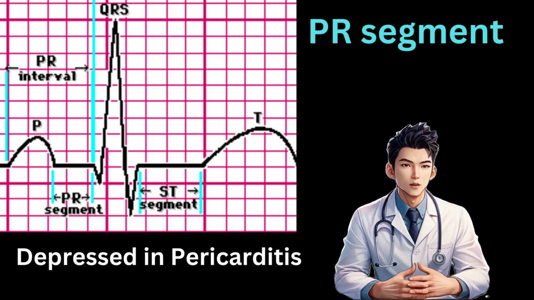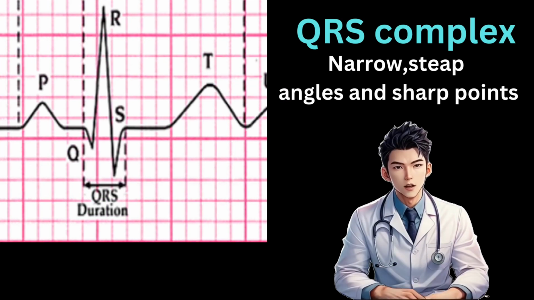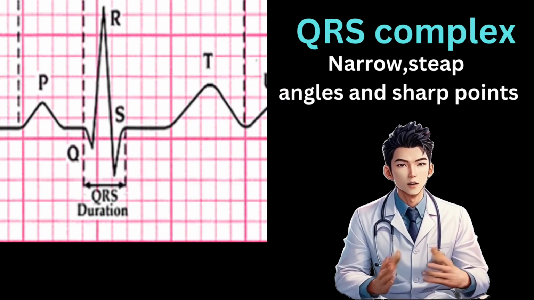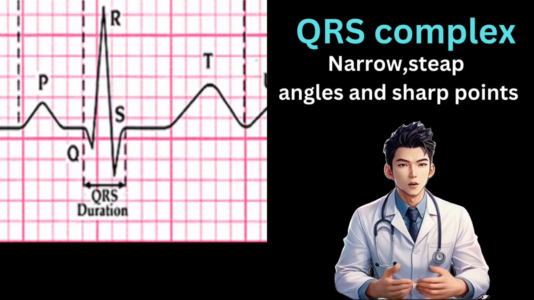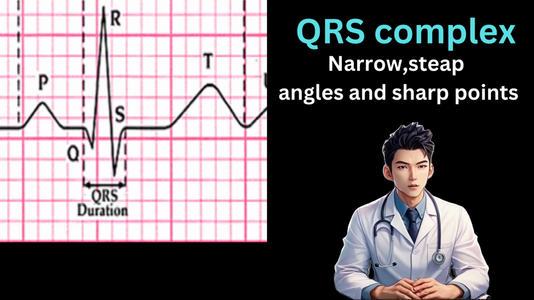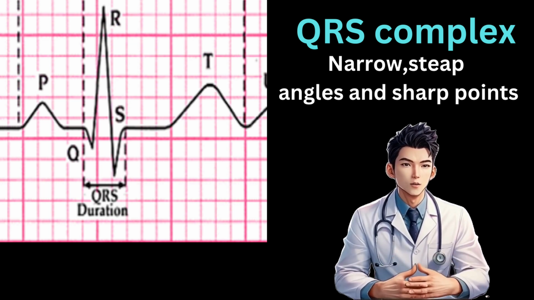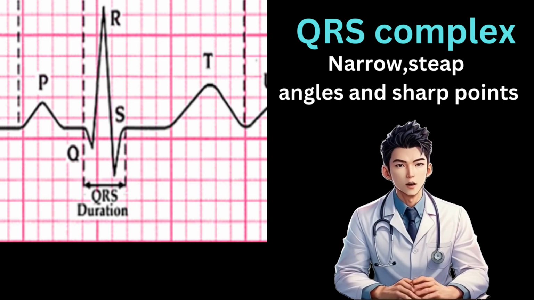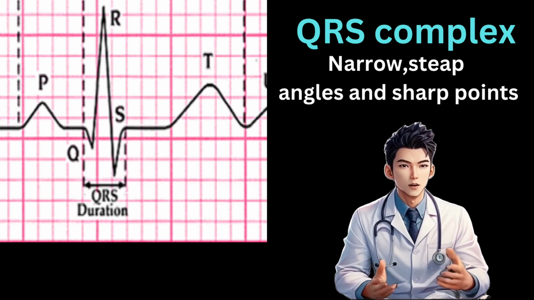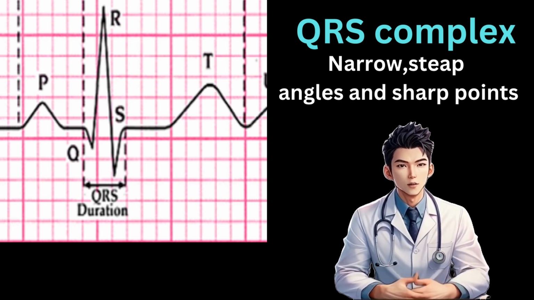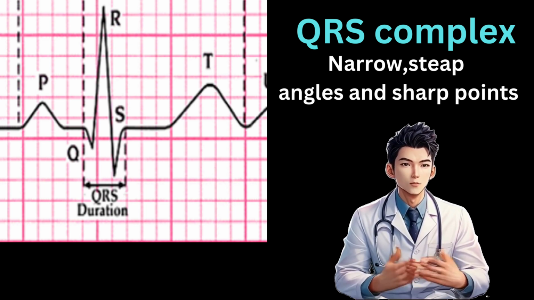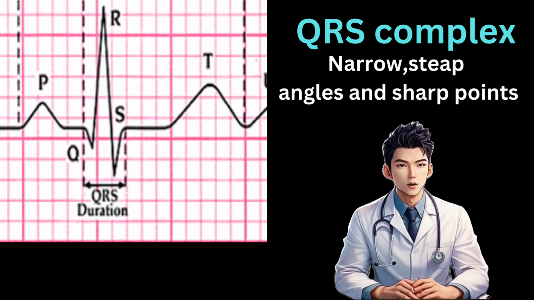Now coming to the QRS complex. A normal QRS complex should be narrow. Narrow means that it's less than 3 small boxes. A normal QRS is narrow. It has steep angles and sharp points. That is a normal QRS. A wide QRS is abnormal. In abnormal rhythms, there will be wide QRS complexes.